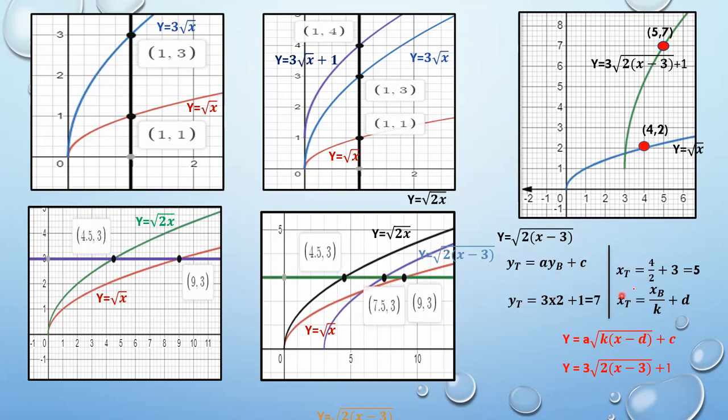Then X transformed is X basic is 4. X basic is 4 divided by K, which is horizontal compression. That's why you divide. Compression means reduction. So you divide and move 3 units to the right. You add 3, then 4 divided by 2 is 2 plus 3, 5. So your new point is x coordinate 5, y coordinate 7.